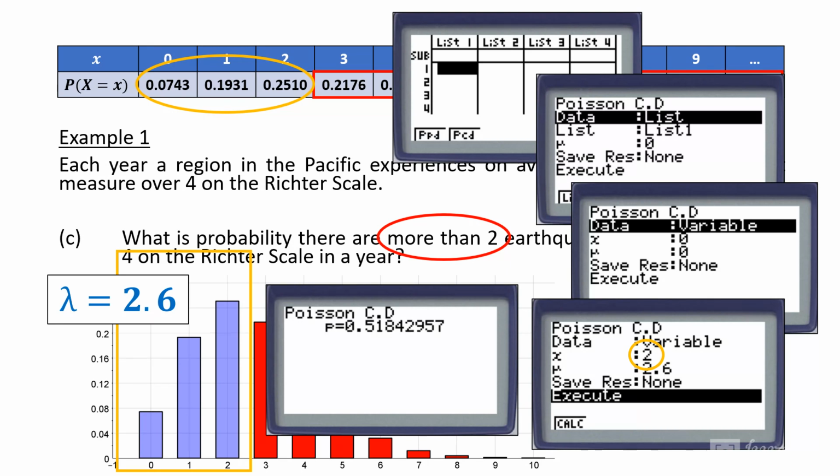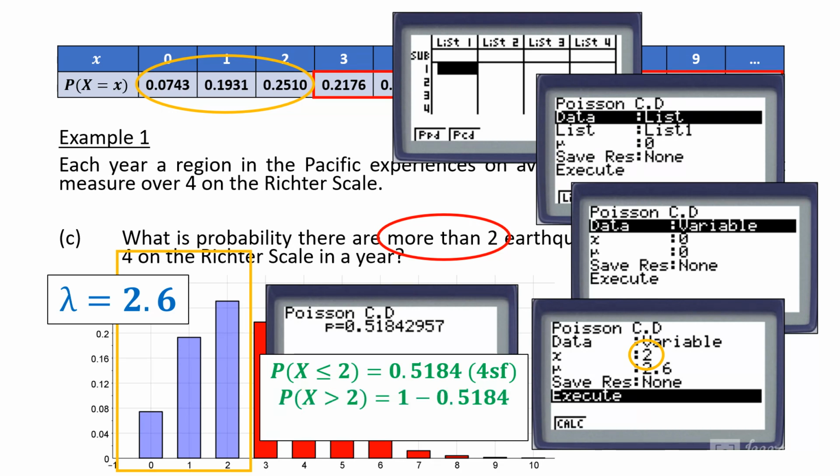But I don't want that section. I want the other section. So remember the little trick we did in binomial, where we're going to take it away from 1 representing 100%. So if we go 1 minus 0.5184, it gives us the other section, which is what I want, 3, 4, 5, 6, 7, 8, 9, and so on. So that gives us a probability of x greater than 2 or more than 2 of 0.4816.